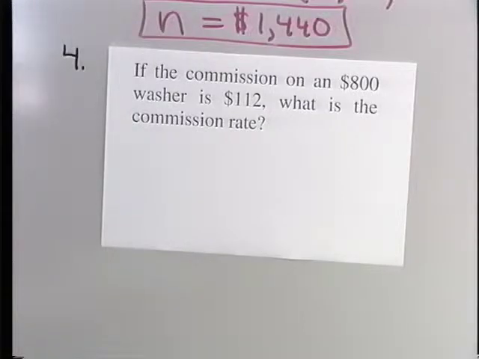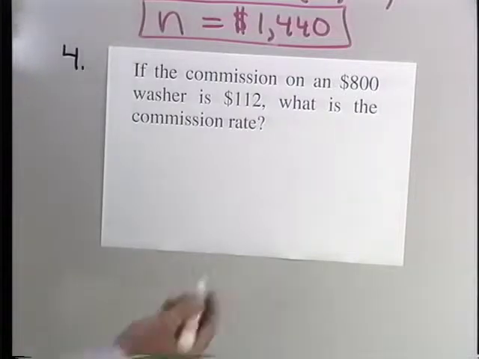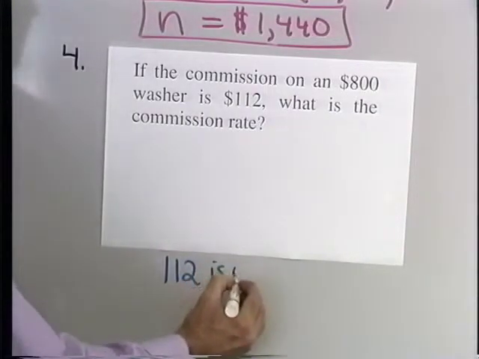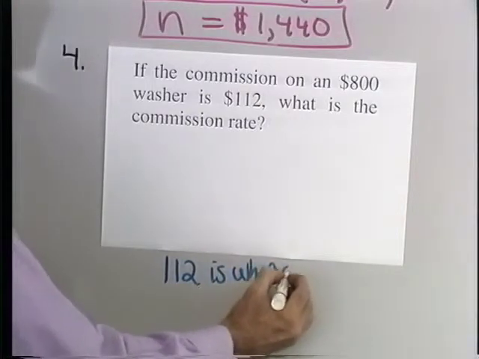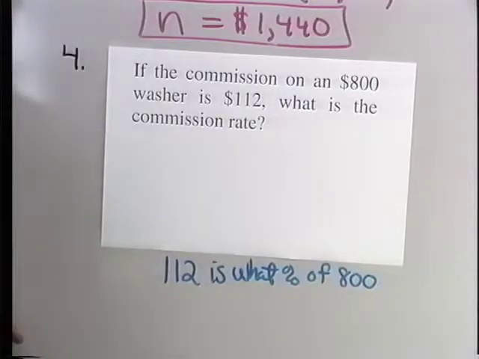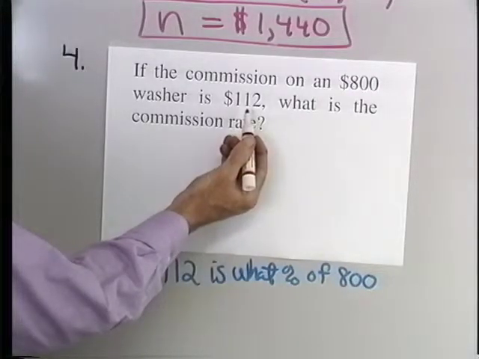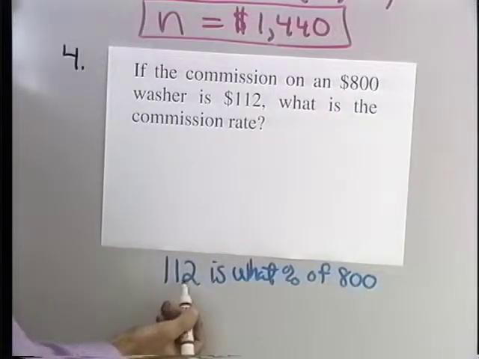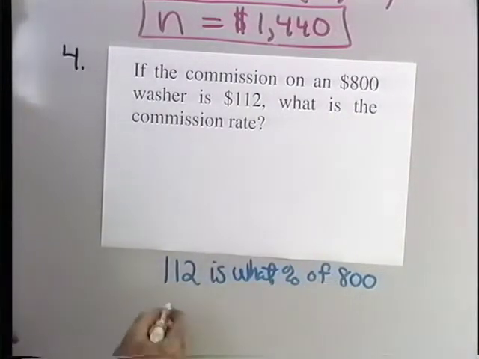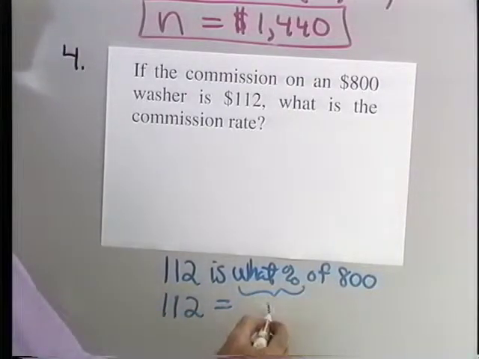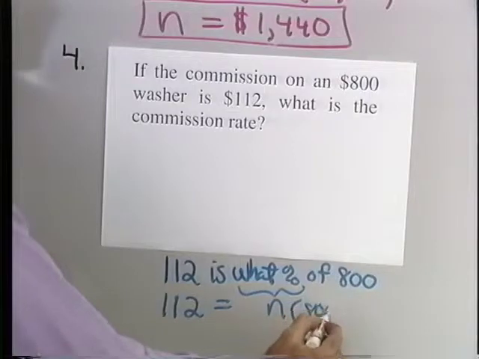If the commission on an $800 washer is $112, what is the commission rate? So what I want to know is this. 112 is what percent of 800. So $112 is the commission, the sale is $800, and I want to know the commission rate. So I want to know 112 is what percent of 800. So 112 is what percent, that will be N, times 800.